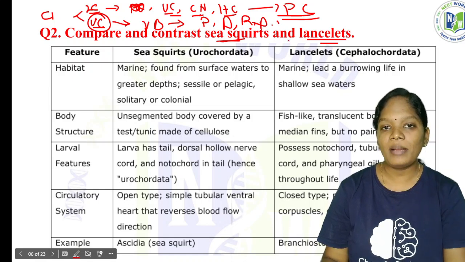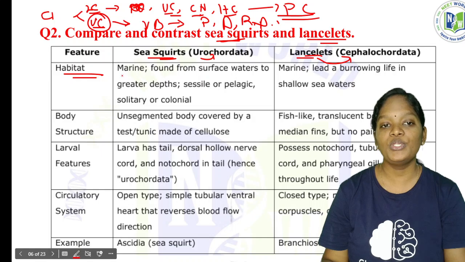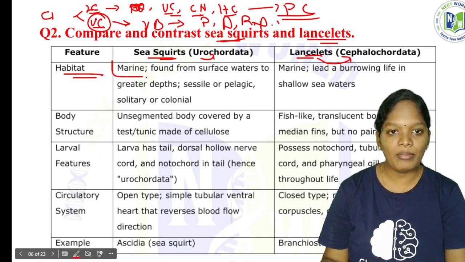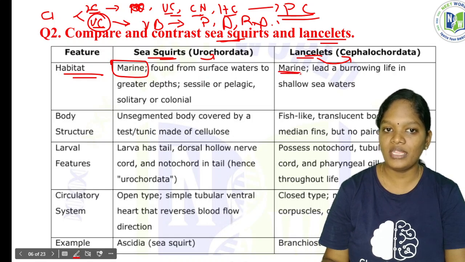So we are going to compare here sea squirts and the lancelets. Sea squirts come under the phylum Urochordata, and lancelets come under the Cephalochordata. We have to compare the differences between these 2 chordates. First, what will be the habitat, where it is going to live. It lives in the marine area. The lancelet also lives in the marine area.